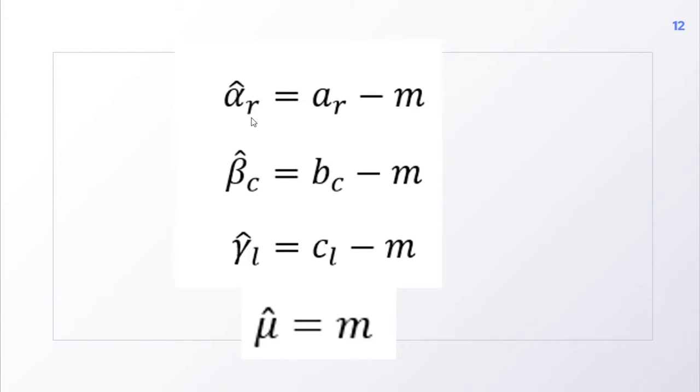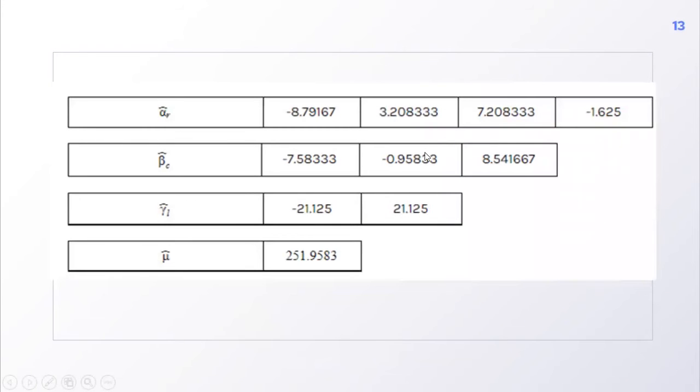Alpha hat sub r is equal to A sub r minus the overall mean. Beta hat sub c is equal to B sub c minus the overall mean. Gamma hat sub l is equal to C sub l minus the overall mean. And our estimate for the mu is equal to the overall mean. Using these, we will arrive at these values.